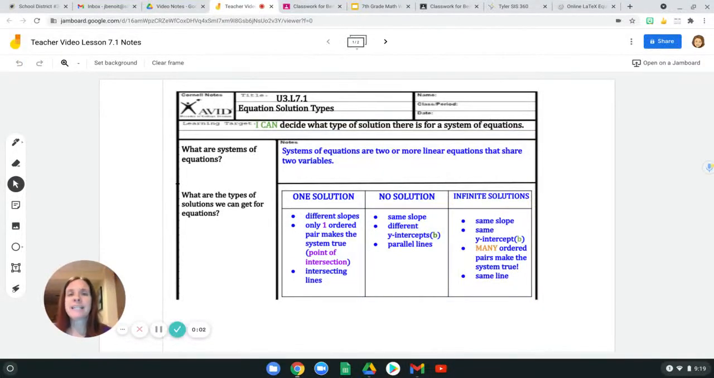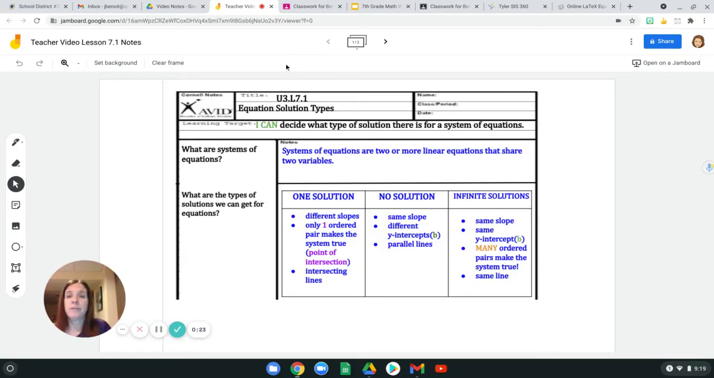We are taking notes on part 2 of equations with two variables. So we're starting with lesson 7.1 today, which is a little bit of a review. If you have your new note packet, please open to lesson 7.1, equation solution types. If you don't have a note packet, you're taking these notes in your learning log.